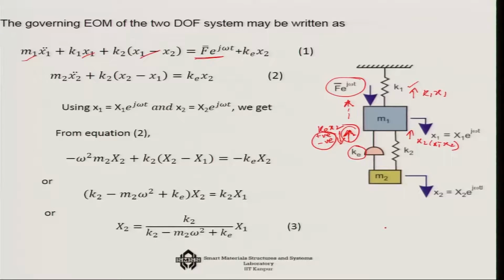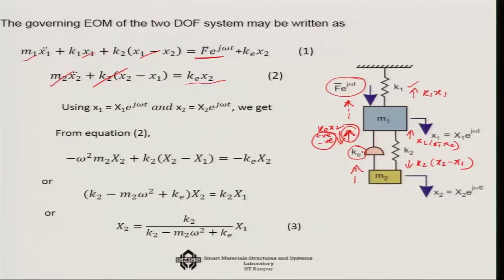Now, as far as m2 x2 goes, once again you have m2 x2 double dot, that is the inertia force, and then you have K2 (x2 minus x1), that is the spring force, and an additional force on the right hand side, that is Ke x2. Okay, so that also we can control the direction of.